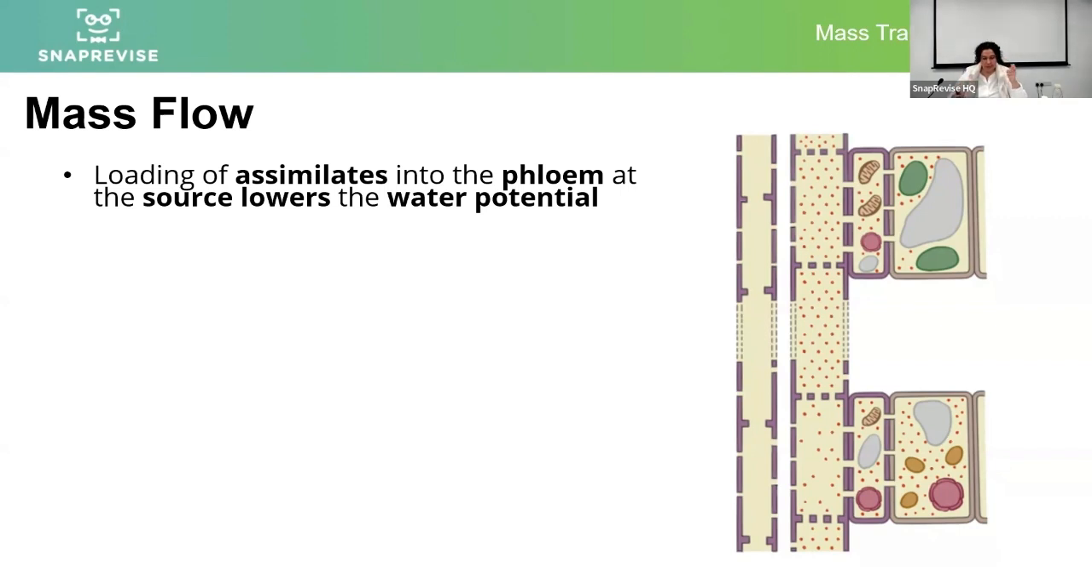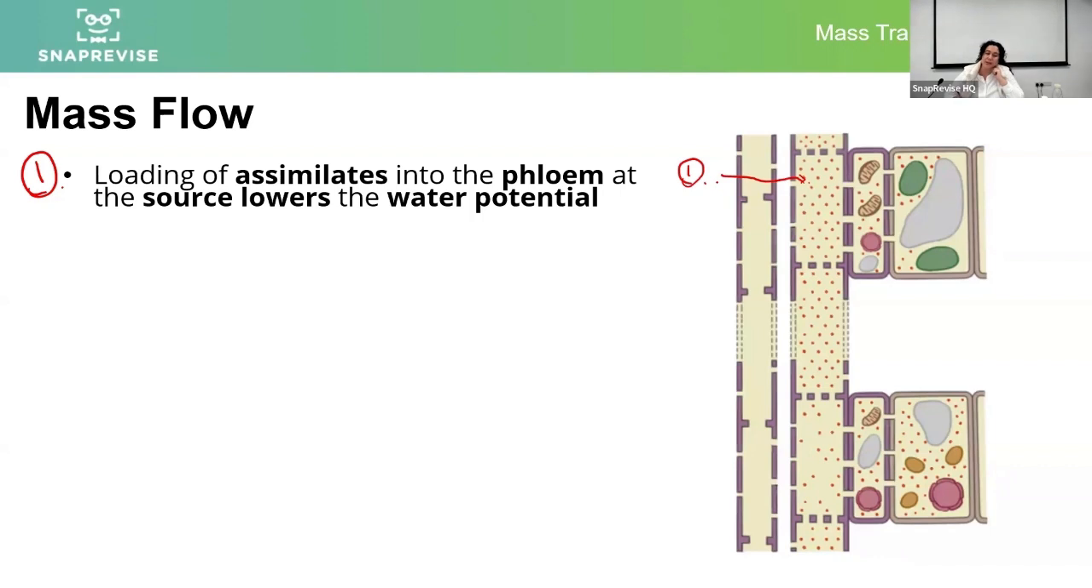So let's break it down into steps. I'm going to do them in slightly different colors here. Step number one, the loading of assimilates into the phloem at source, which we already saw. It's all that stuff with the hydrogen ions and the co-transport, which leads to sucrose or amino acids being loaded into the sieve tube elements. So here is my loading of assimilates, number one, into the sieve tube element.